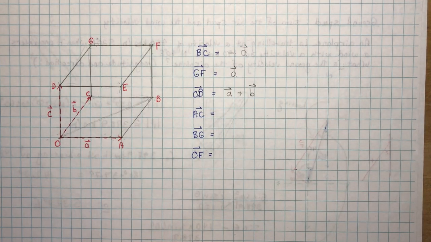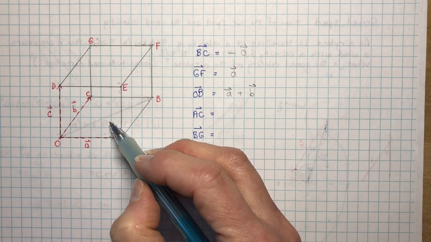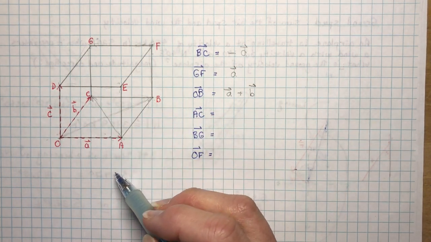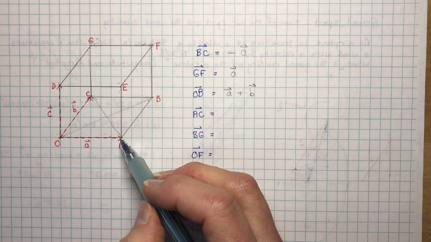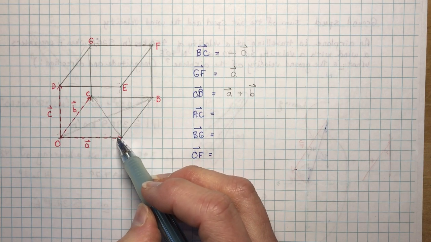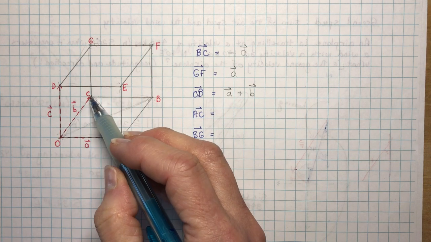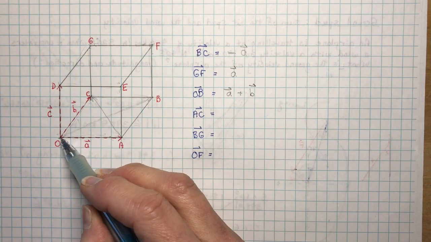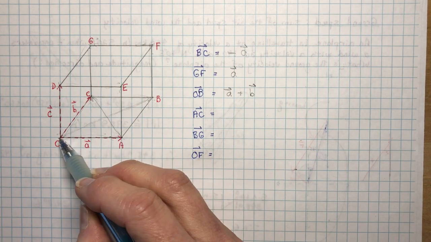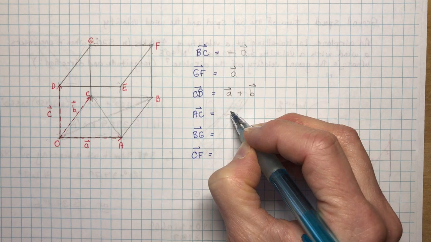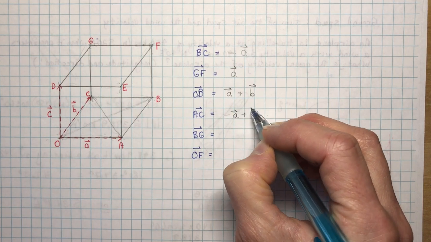Okay, a little trickier. What is A to C? So here to here. Oh, A to C. So this time you don't have to think of it as a resultant. You could say, or if I went this way and then this way, right? So I'd have to go backwards here. So that's negative A plus B. So negative vector A plus B.